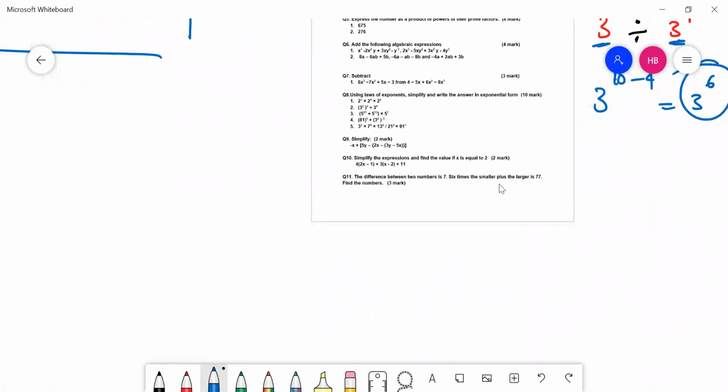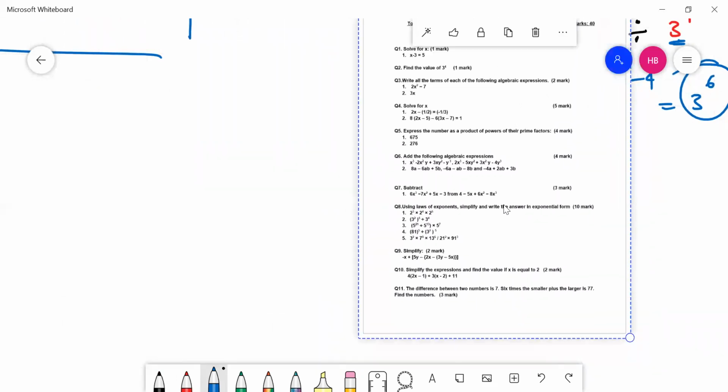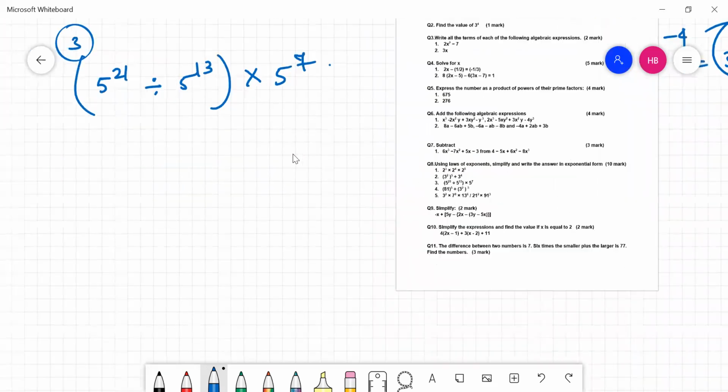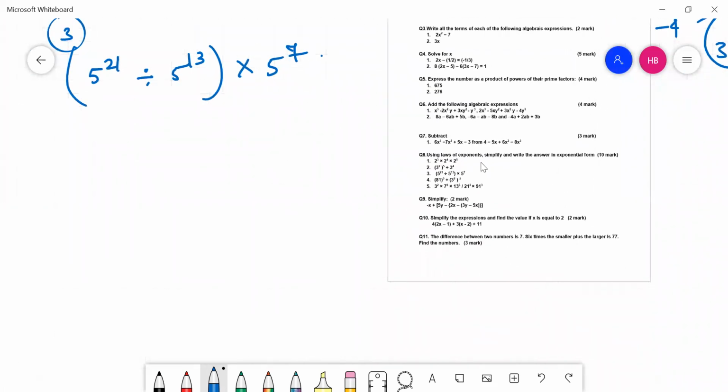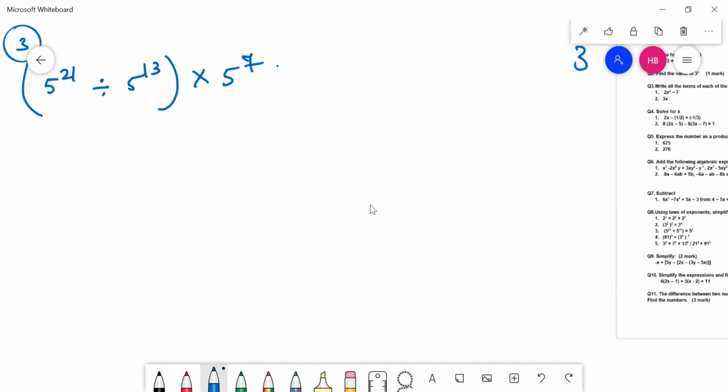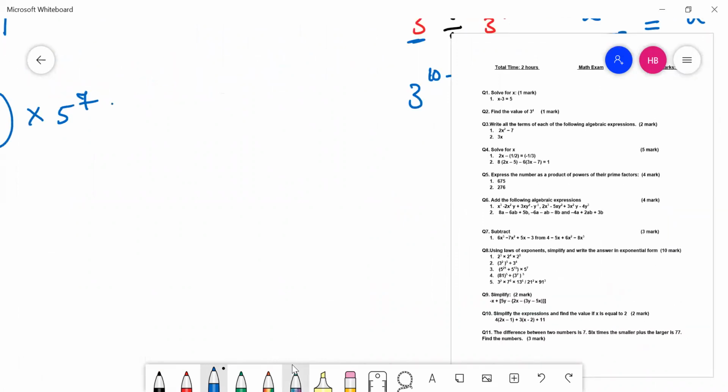Now let's look at question number three. Question number three is 5 raised to power 21 divided by 5 raised to power 13, into 5 raised to power 7. First of all, using the BODMAS rule, we have to solve the brackets.